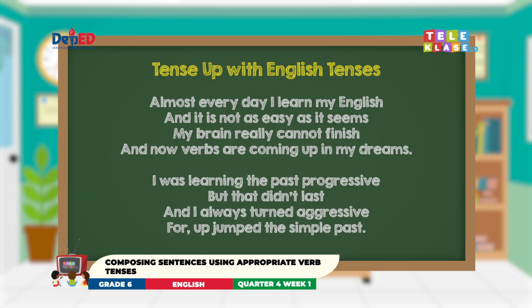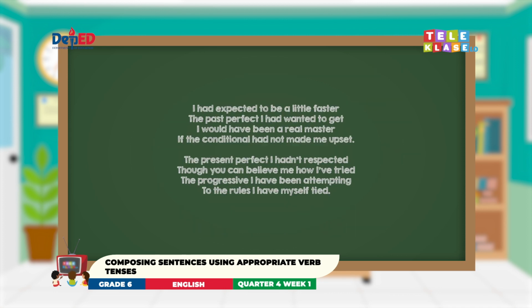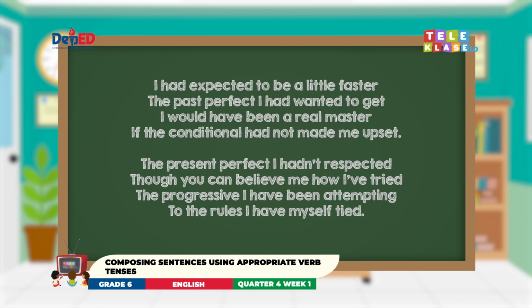Almost every day, I learn my English, and it is not as easy as it seems. My brain really cannot finish, and now verbs are coming up in my dreams. I was learning the past progressive, but that didn't last. And I always turned aggressive, for up jumped the simple past. I had expected to be a little faster. The past perfect I had wanted to get. I would have been a real master if the condition had not made me upset.